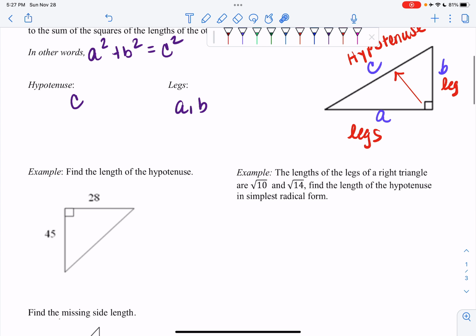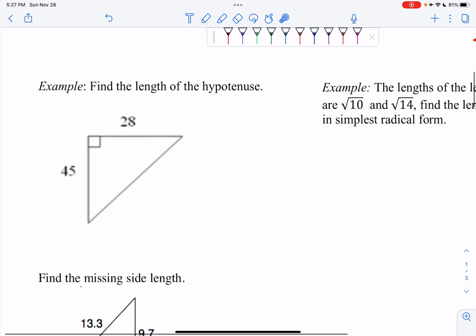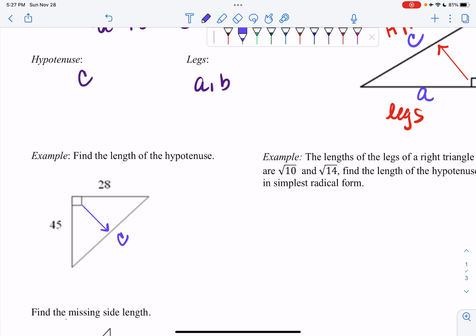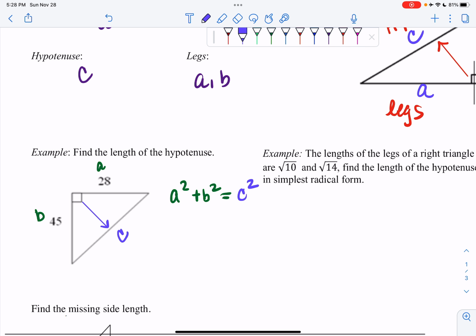So let's see how the Pythagorean theorem works. Question 1 says, find the length of the hypotenuse. So if I look, my hypotenuse is the side across from my right angle, and we know that our hypotenuse is C, so I'm just going to label this as C. If you think about it, this would be my A or my B, and then this would be my other value. So we know the Pythagorean theorem states a squared plus b squared equals c squared. So we're now going to type that information in. So we have 28 squared plus 45 squared equals c squared.